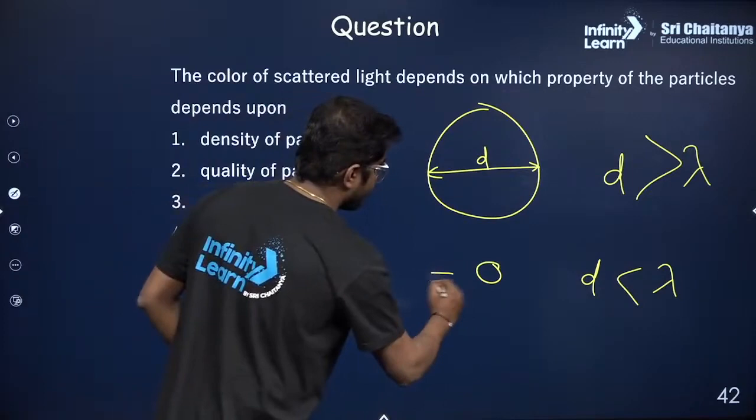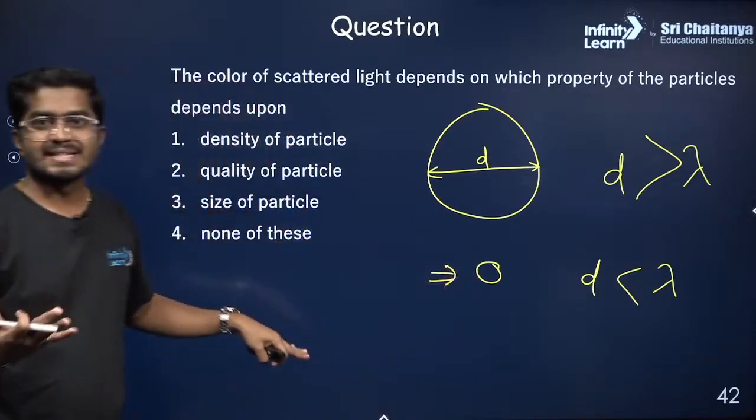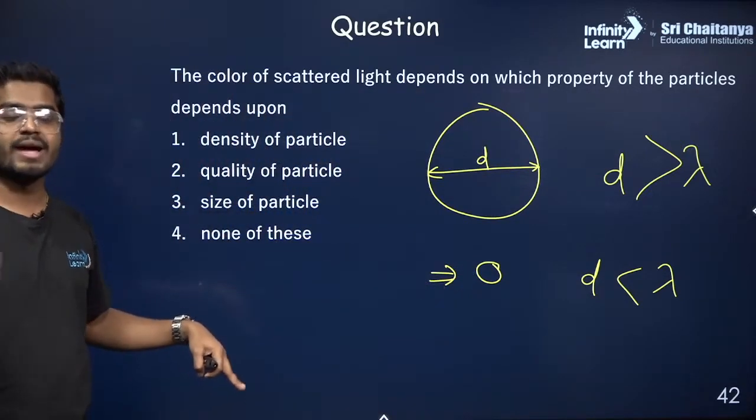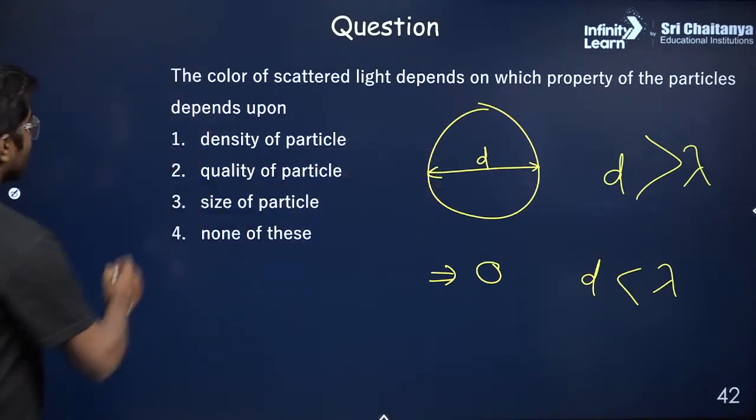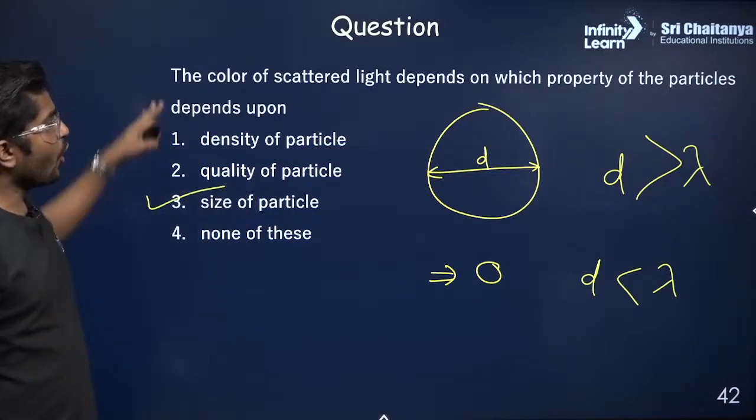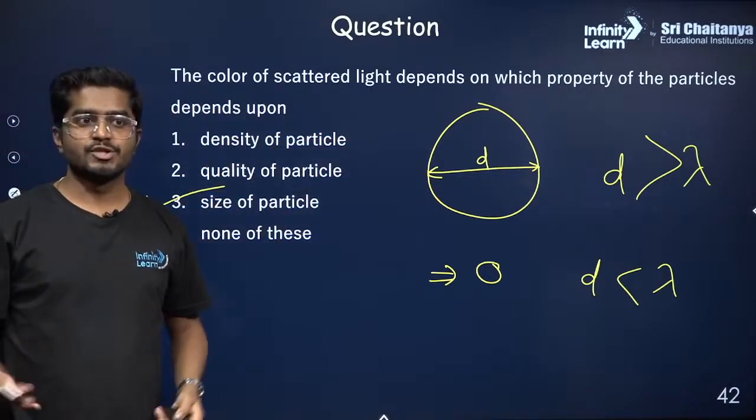Small particles would be gases like nitrogen, oxygen molecules or air. Large particles would be dust particles, correct? So it is the size of the particles on which the scattering of the light depends.